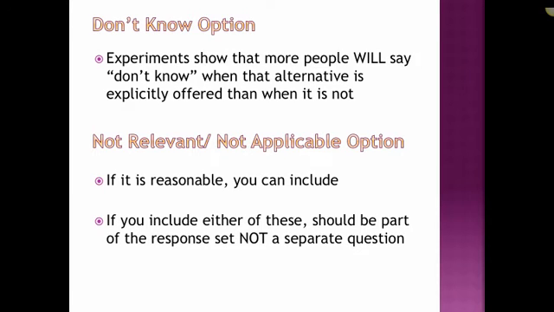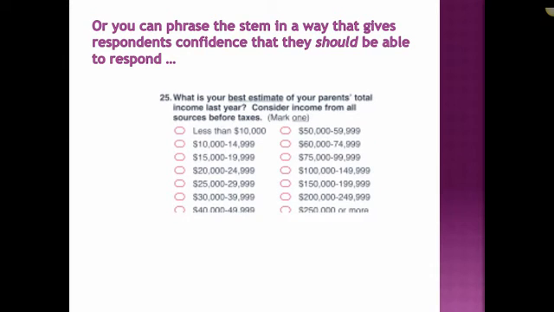But the important thing, actually, is that you can also phrase your item stem in a way that gives respondents confidence that they should be able to respond. So you can think about ways to not even need a don't know or not relevant response. So for instance, here, income is a notoriously difficult information to collect from people, especially when you're asking students about their parents' income. So if you're interested in measuring students' family income, this is a good way to word it.